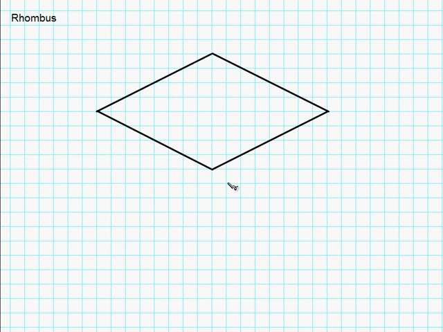Okay, this is a rhombus. What do we mean by a rhombus? A rhombus is a parallelogram where all four sides are equal. Okay, so it looks like a diamond.